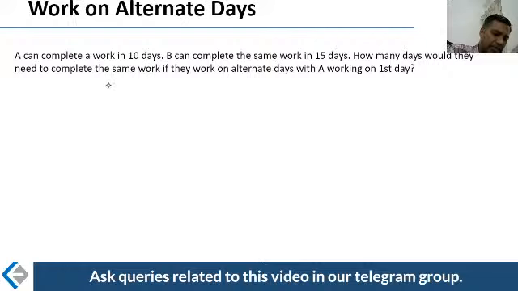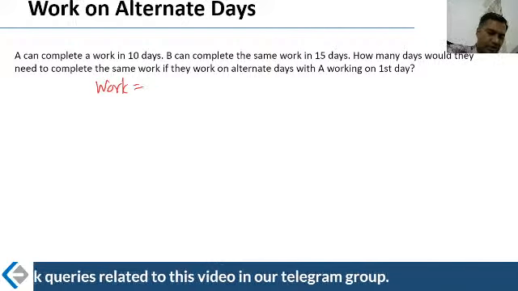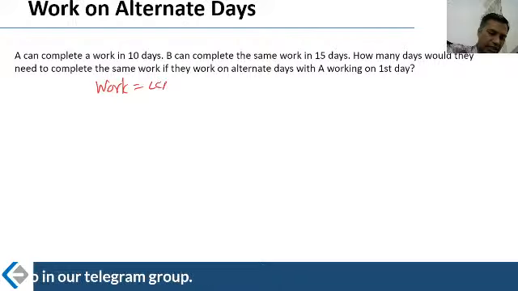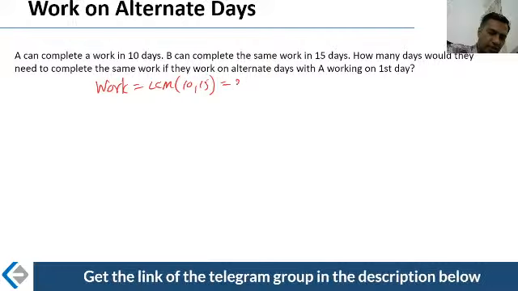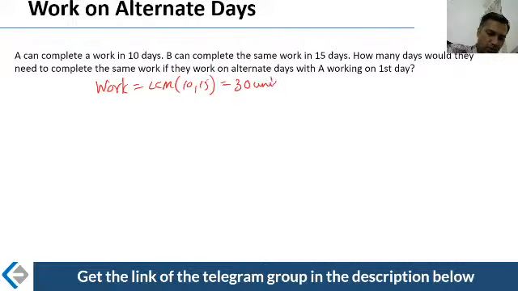Same way here. First, let's define the work. That's a pretty important thing. Always start with the work. The work is nothing but the LCM of the given durations, that is 10 and 15. So the LCM is 30 units. Therefore, the work is 30 units.